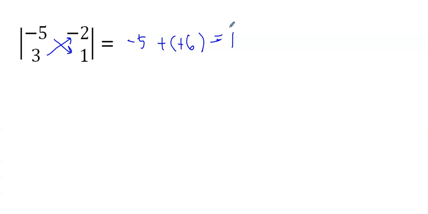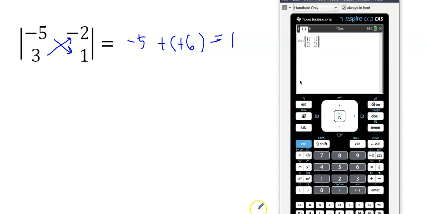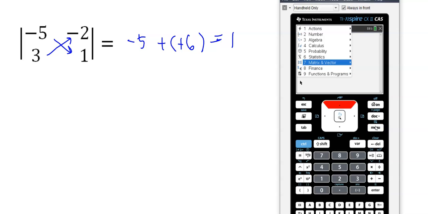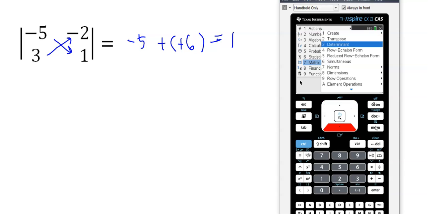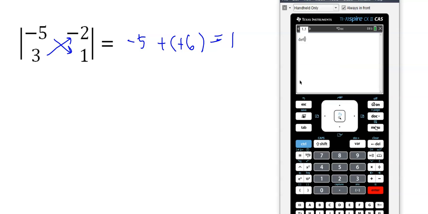And before we go into this one, let's actually type this in our calculator. So to get that in your calculator, you can hit the menu key and you see number 7 is matrix and vector. So we go to that one and you see the third choice is determinant. So then you can put a 2 by 2 matrix inside of that determinant. So it'd be negative 5, negative 2, 3, and 1. And the determinant is 1, right? It's just got what we need there.